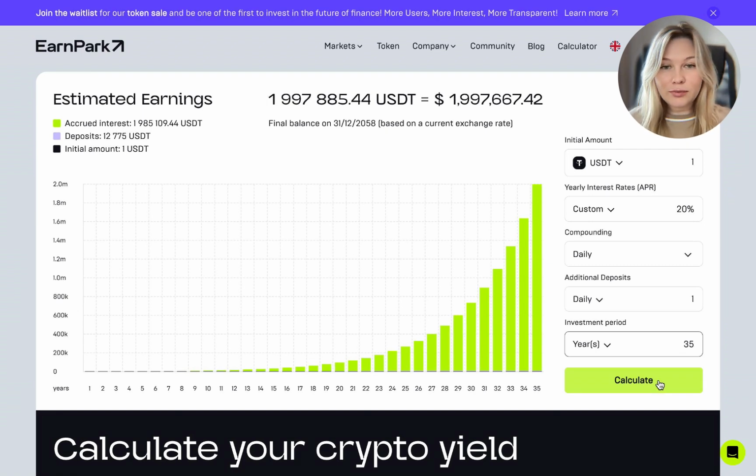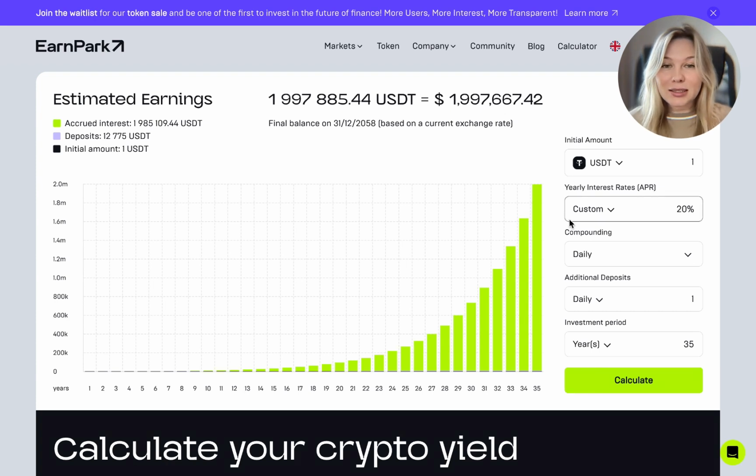Let's hit calculate. Here's what we get. Your total deposit over this period will amount to $12,775. And thanks to compound interest, your earnings will reach an astonishing $1,985,109. And that's a final balance of almost $2 million. Isn't that incredible? Of course, 35 years might sound like a long time, but that's how compound interest works. Time here is your best friend.